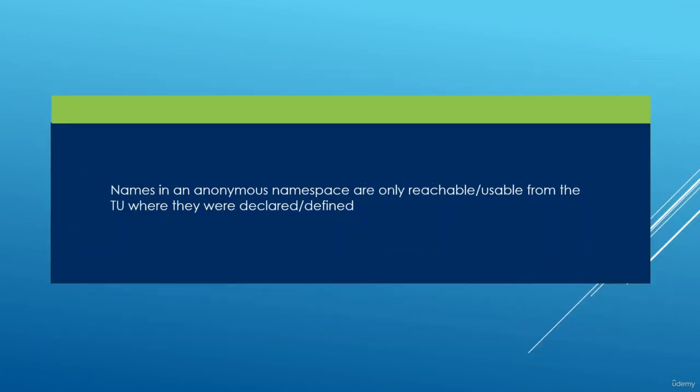Okay, we have seen the syntax to declare anonymous namespaces, and we know that names inside an anonymous namespace are only going to be reachable and usable from the translation unit where they were declared. It is time we headed over to Visual Studio Code and played with this a little more.